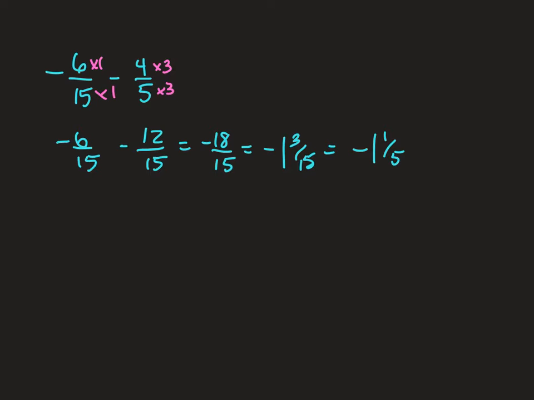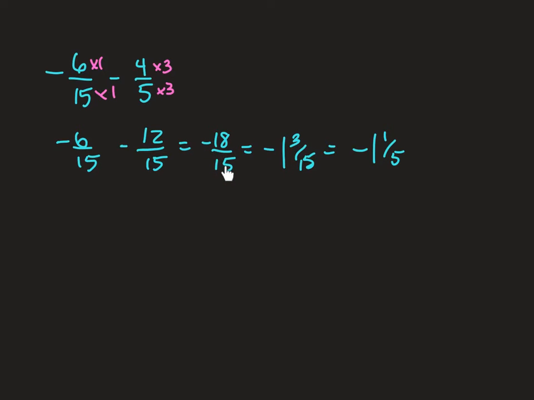Okay, so 15 was my smallest number they both make. I could have done 30, I could have done 45, I could have done a whole bunch of numbers. This is a times 1 pattern, which means it really doesn't change. This is a times 3. That's how you get from 5 to 15, you multiply by 3, so times 3, and I get 12. Negative 6 minus 12 is really add, negative 18.